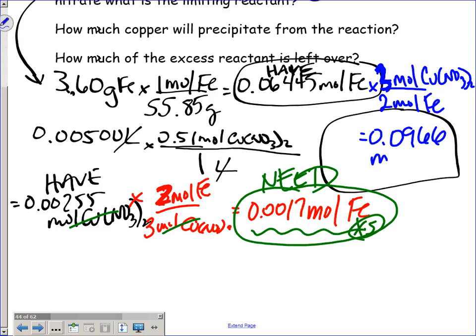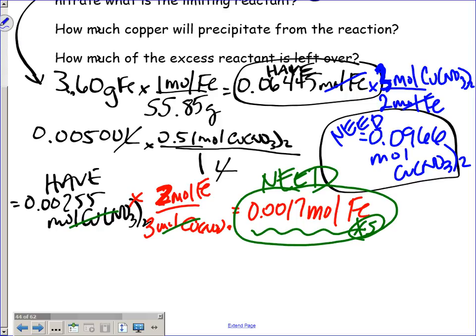0.0966 moles of who? Who do I have? Who am I talking about now? Copper 2 nitrate, right? Because my iron moles here and moles here cancel. So this is how much, label it for yourself because you will forget once we see all this math jumbled together. I need this much copper 2 nitrate to react with all of the iron that I have. I need this much copper 2 nitrate.